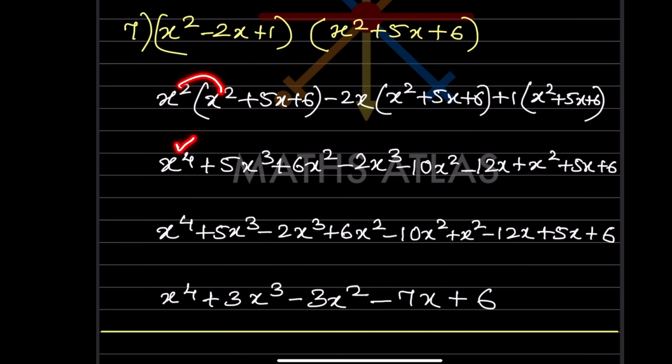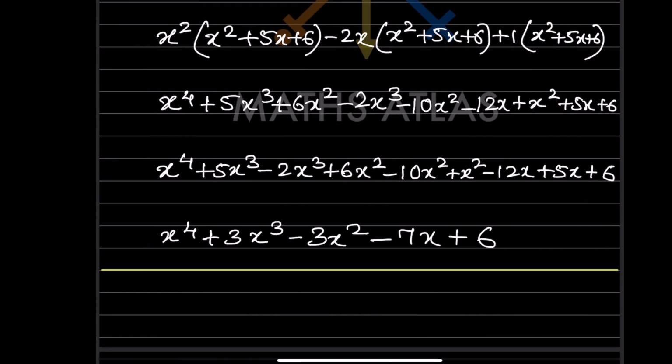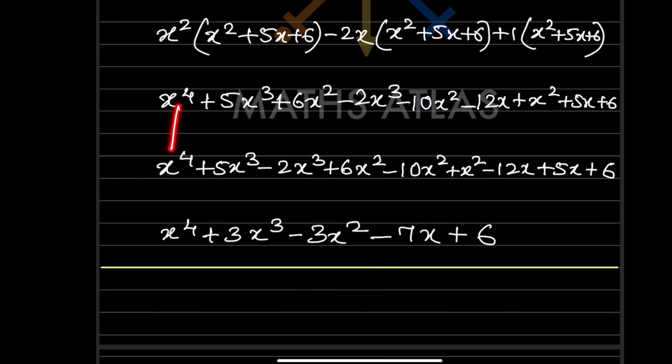That will be x raised to 4, 5x cube, 6x square, minus 2x cube, this is minus plus, minus 10x square, this is 12x, minus 12x because this is minus and this plus means minus 12x. Then this is going to be x square, 5x and 6. So now we can see x raised to 4 is only once.